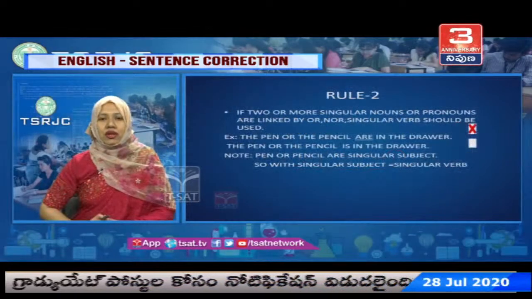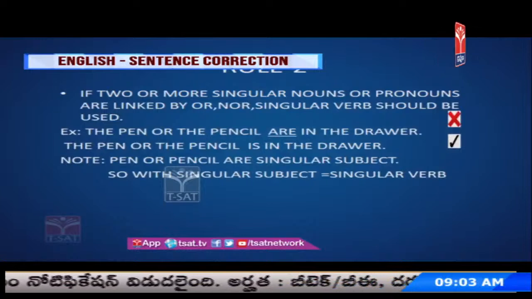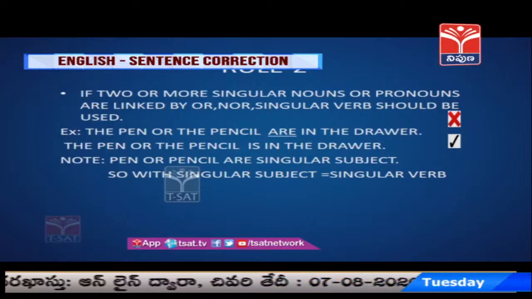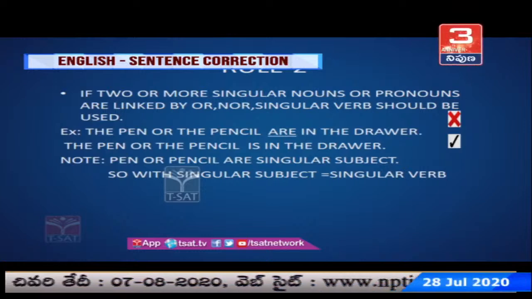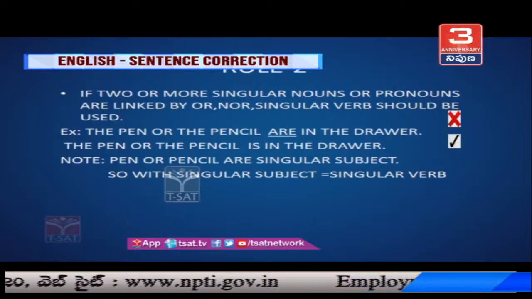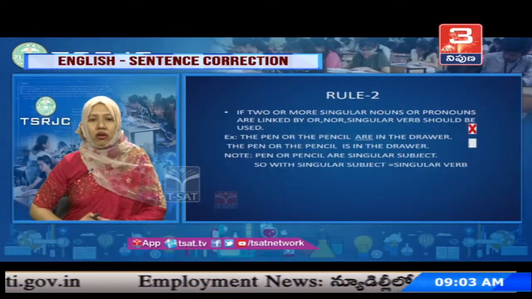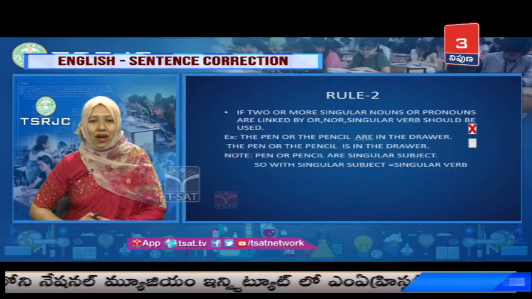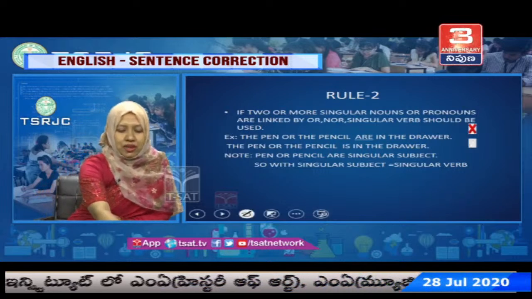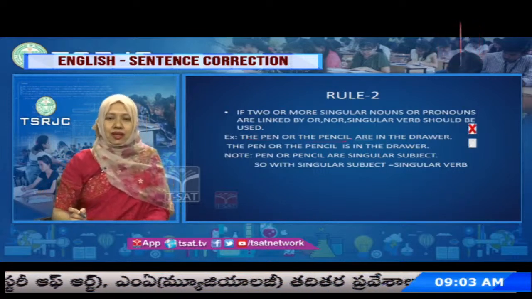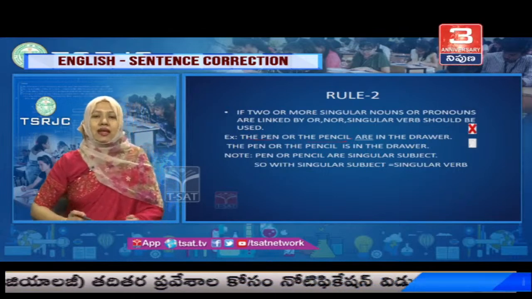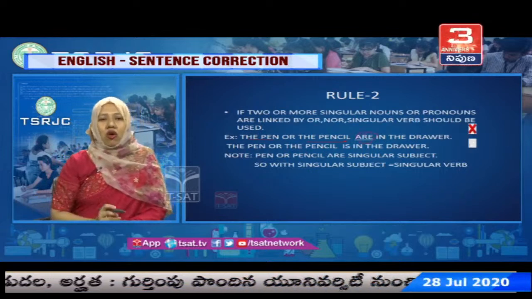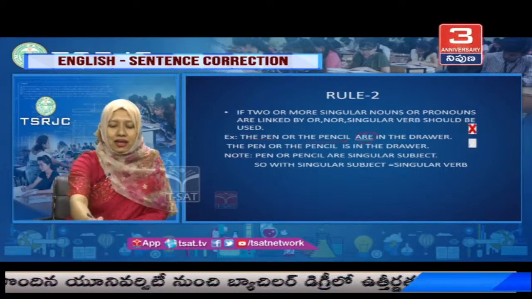If 2 or more singular nouns or pronouns are linked by "or" or "nor", a singular verb should be used. For example, "The pen or the pencil are in the drawer." Remember students, we are using "or" here. So, when we use "or" or "nor", we are talking about one subject. Though 2 subjects are mentioned, the pen and the pencil, we need to consider it as one subject. Here "are" is used as a helping verb, which is wrong. The correct sentence is "The pen or the pencil is in the drawer."